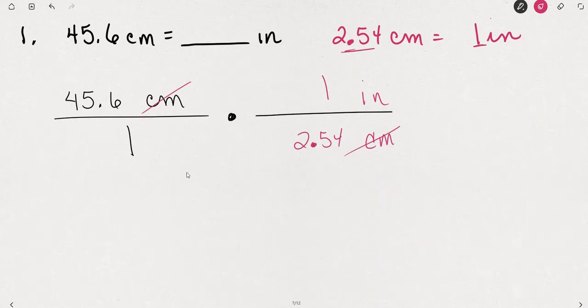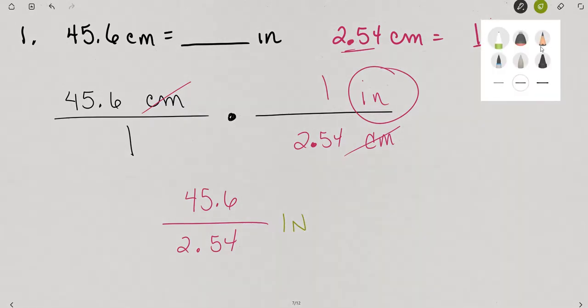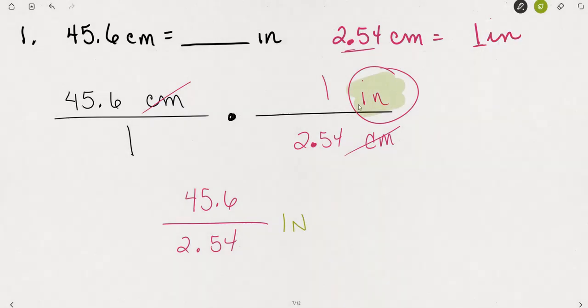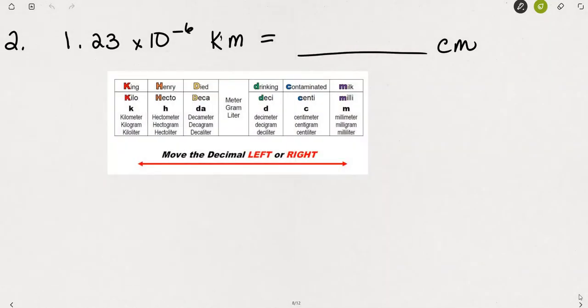So it looks like I'll take the 45.6 and divide by 2.54, and that's going to leave me with inches, because the centimeters both divided out. So if you do this calculation, you'll be able to get the final answer here.